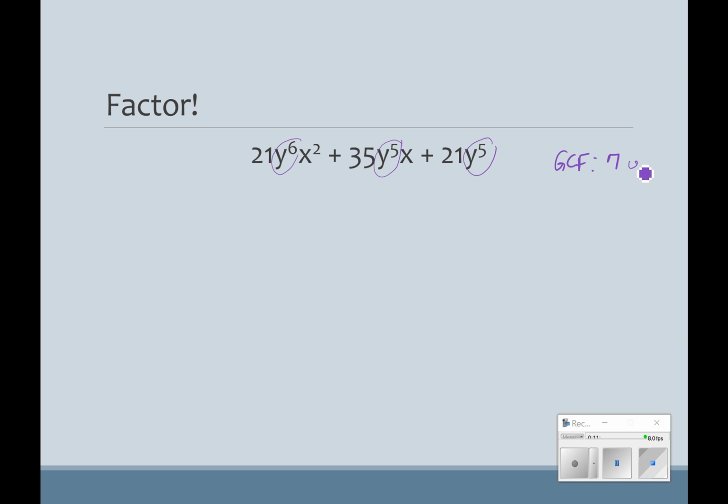And my smallest power of y is y to the 5th. And then I've got an x squared and x, but the last one doesn't have a y, so x is not part of the greatest common factor. So I'm going to divide every term by 7y to the 5th.